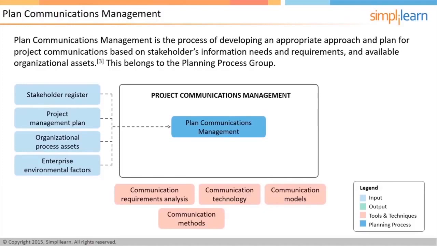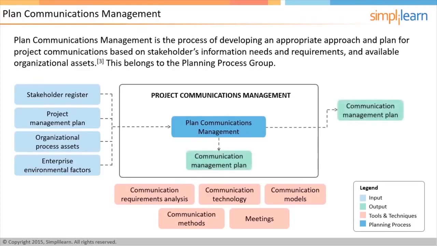You may need to conduct meetings before agreeing on and finalizing the Communications Management Plan. The Communications Management Plan is the primary output of this process, which lays down the procedures around communications in the organization. The Communications Management Plan has information like which stakeholder needs what kind of information, at what frequency, and how. As a result of this process, some other project documents may also get updated.